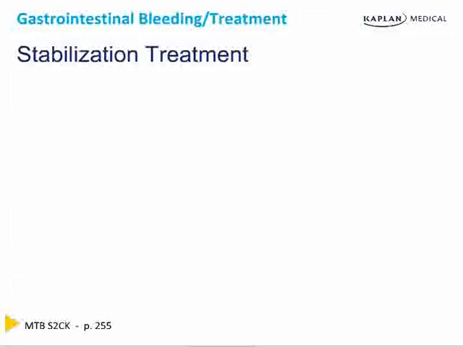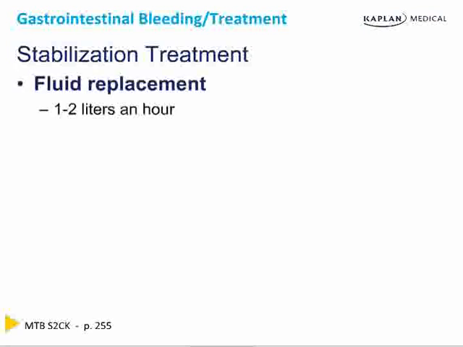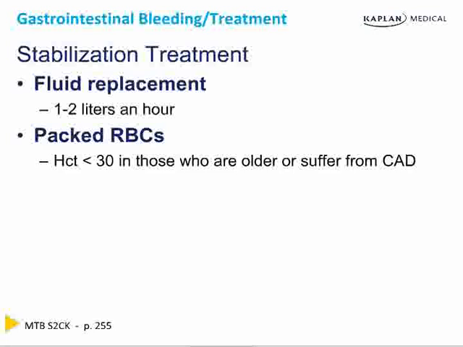The next best step in treating a patient with GI bleeds is to stabilize them. Fluid replacement with high volumes, that could be 1 to 2 liters or more an hour of normal saline or Ringer's lactate in those with acute severe bleeding, has been shown to better outcomes. Giving packed red blood cells if the hematocrit is less than 30 in those who are older or suffer from CAD is beneficial.